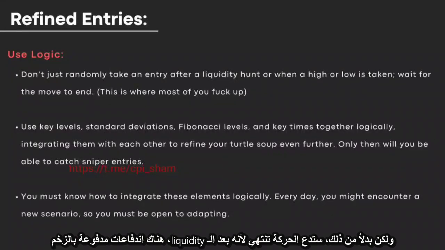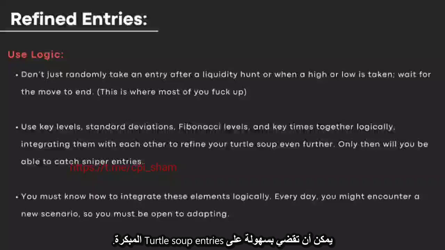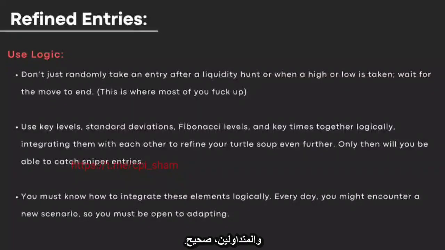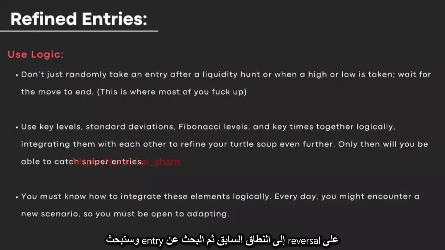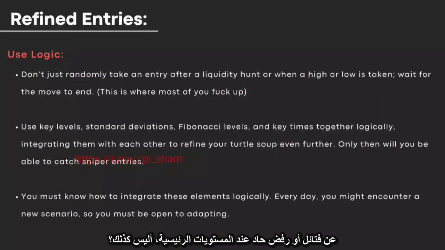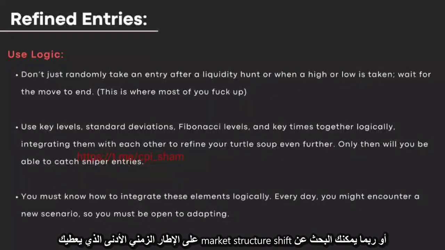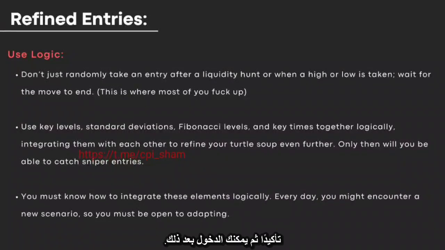after a liquidity hunt, the market often experiences momentum driven spikes that can easily take out early turtle soup entries and traders, right? So your job is to wait for the move to exhaust and end, and then for price to provide confirmation of a reversal into the prior range, and then look for an entry. You're going to look for wicks or sharp rejection at key levels, right? Or maybe you could look for a market structure shift on the lower time frame that gives you a confirmation, and then you can take an entry after that.